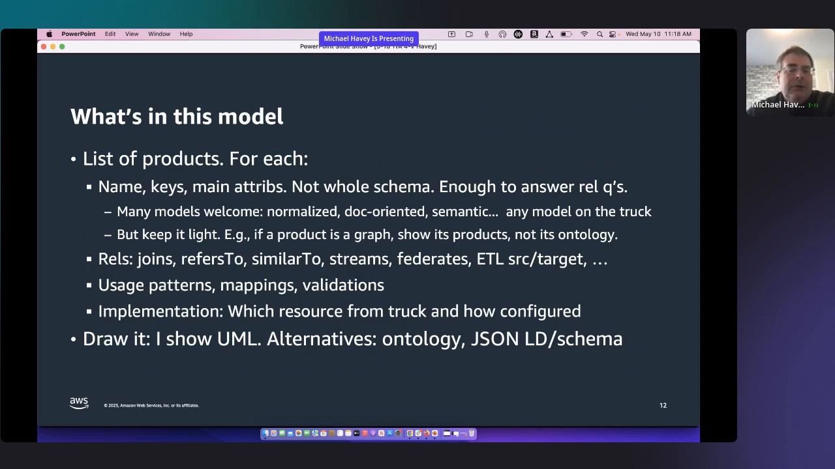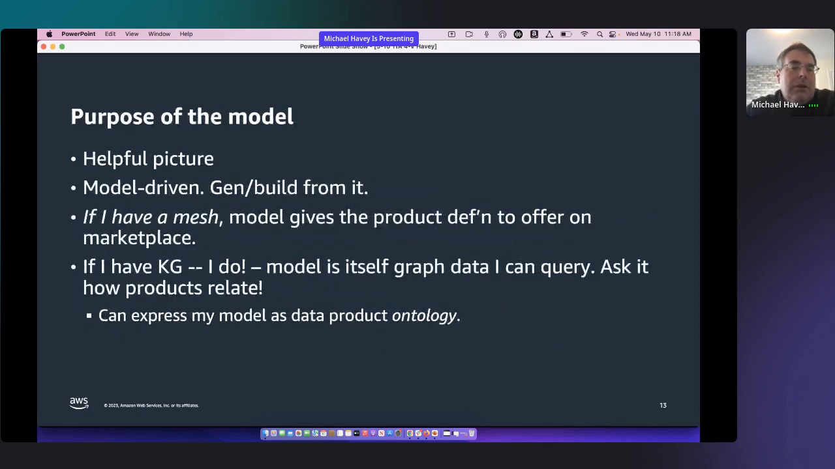I want to know what database service from the stack I actually used. And so there are different ways in which I could actually draw this. I'm going to show a UML approach, but there are alternatives I might use. I might actually build the product list as an ontology or use JSON-LD or schema.org, for example. So the model is a helpful picture, but it's also not just a picture, but something that is model driven. From a picture, I should be able to generate or build code. And so if I've drawn the picture right, I should be able to offer my data product to a mesh based on what I put in the picture.